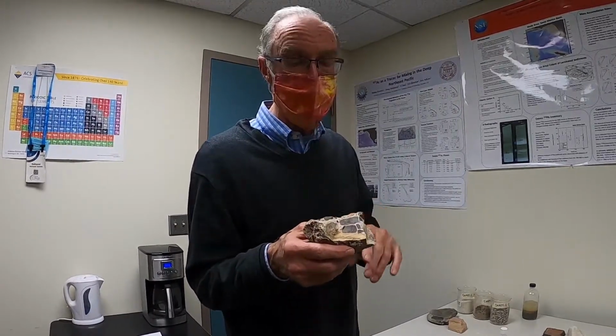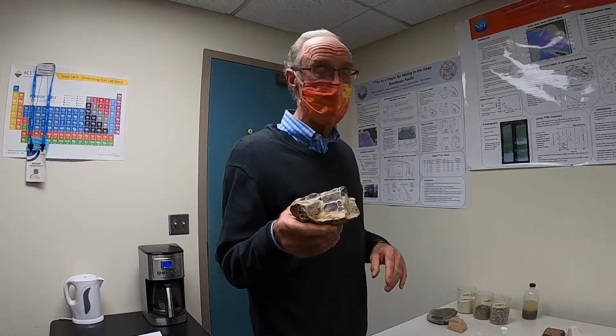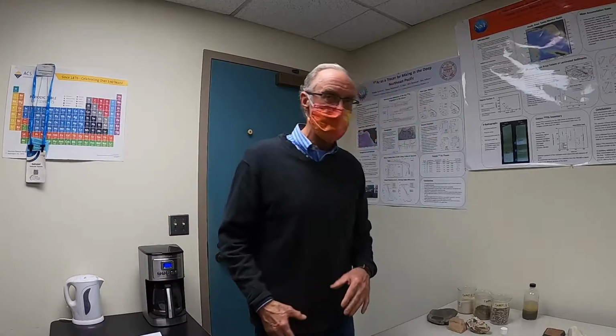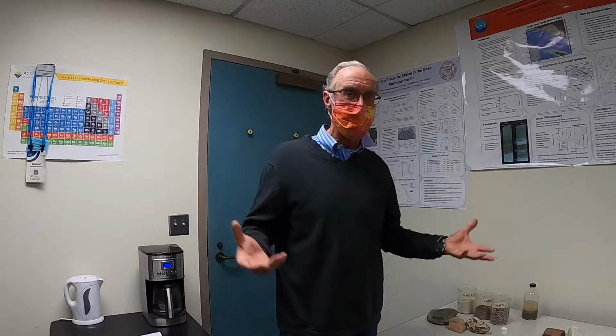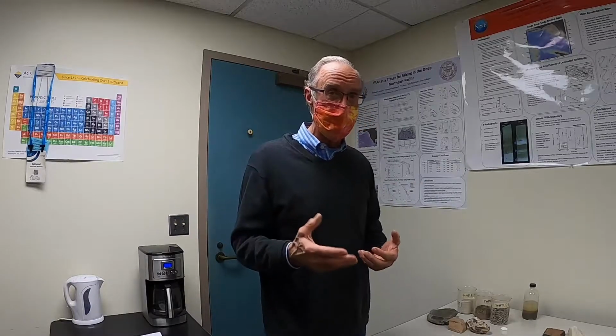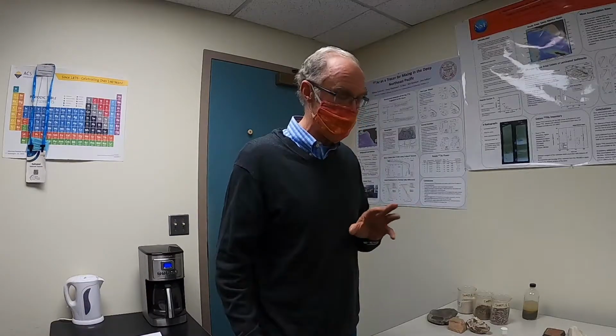But greater transport would lead to greater rounding, and both these rocks would be called conglomerate. So those are what we call detrital sedimentary rocks. They're made from sediments that were formed by breaking up pre-existing rocks into fragments of various sizes.